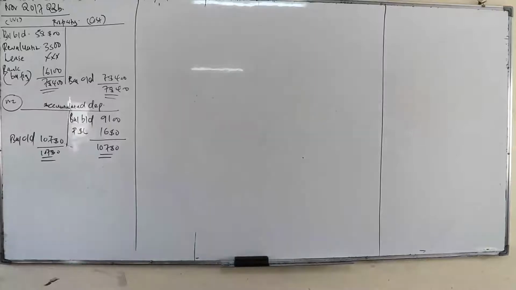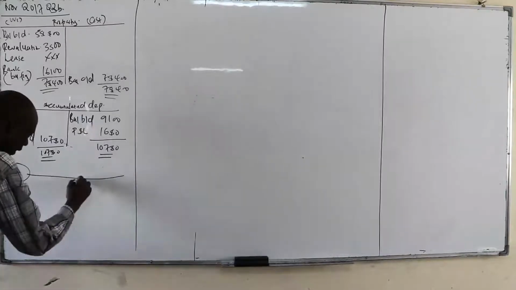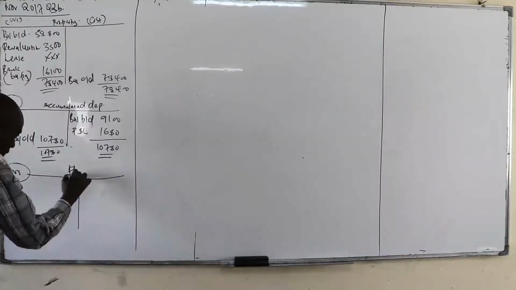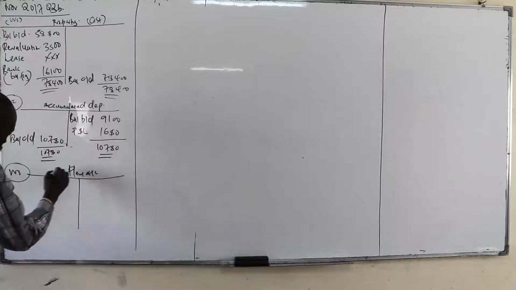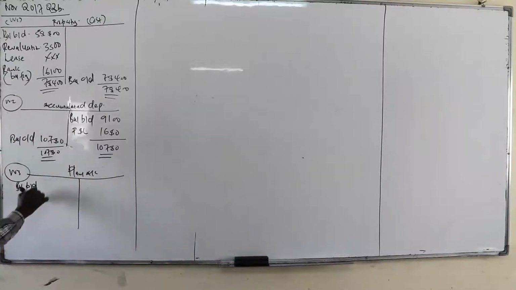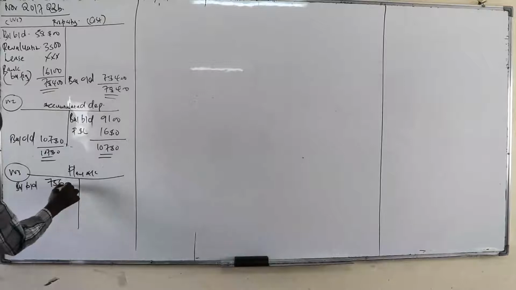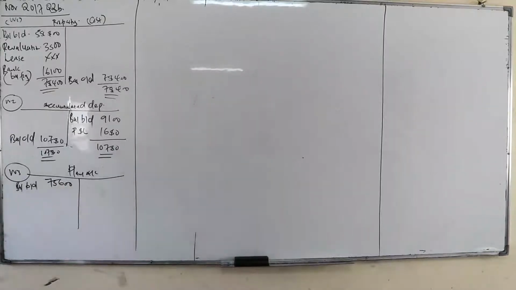Let's go to working number 3. Working number 3, it is plant. So you open the account for plant here. Plant account. So you pick the opening balance, cost. Remember, you're using cost. You pick the opening balance for plant, last year's figure, which is 75,600 for 2016. The opening balance of plant, 75,600.